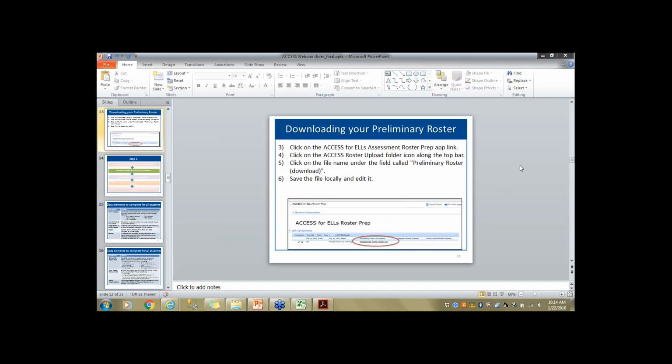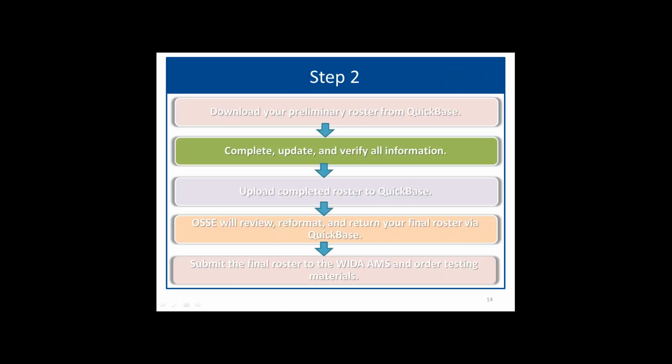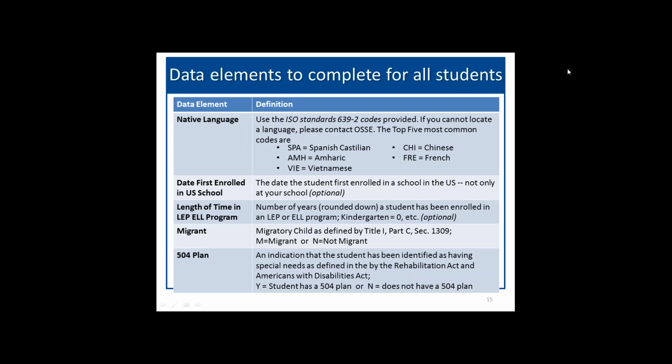Okay, going back to the presentation. Now we're at step 2, which is completing, updating, and verifying all the information in the roster. Most of the data elements in the roster have been pre-populated by OSSE based on information in SLED. There are some data elements that I want to highlight that need to be completed if the information is missing.